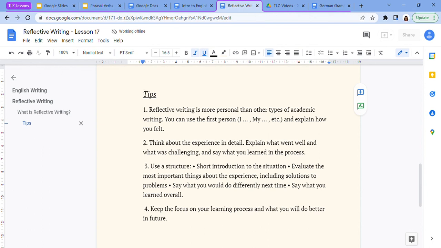And when you think reflectively, you get the chance to critically evaluate what you would do if such a situation would arise again in the future, right?